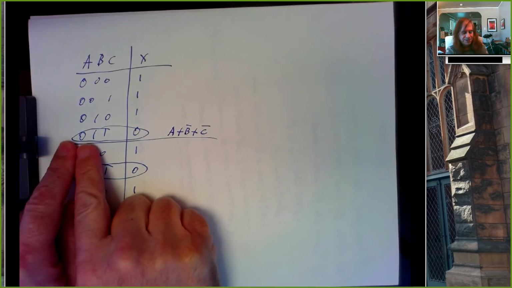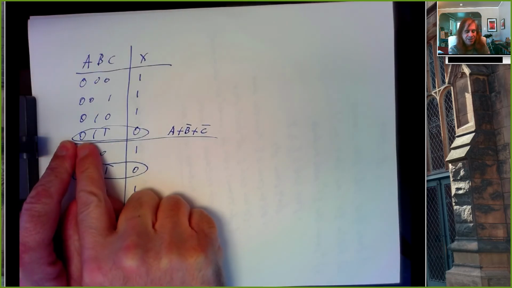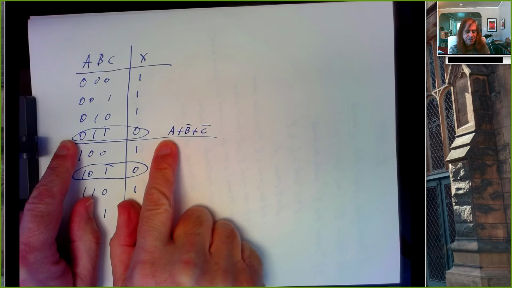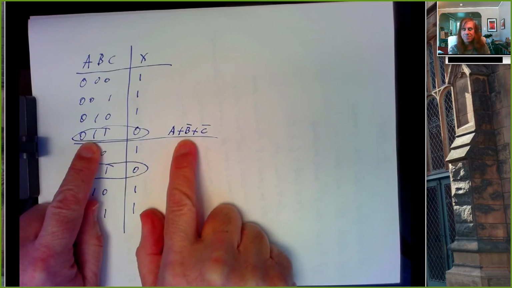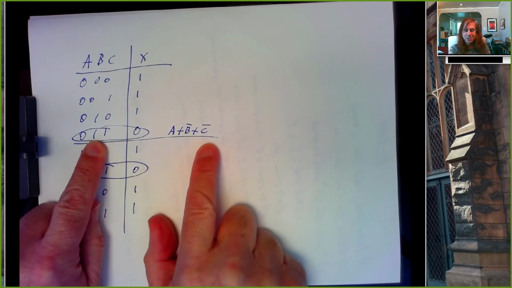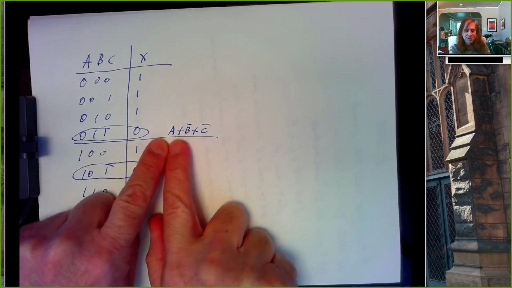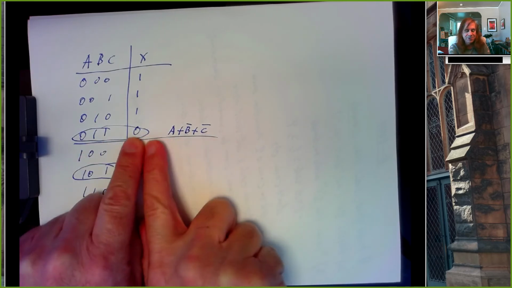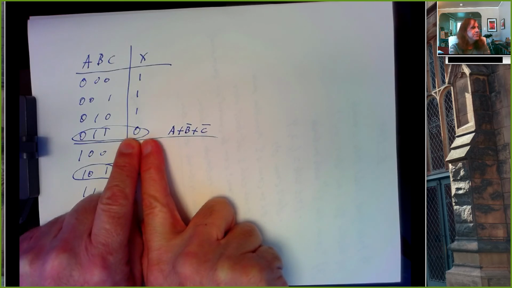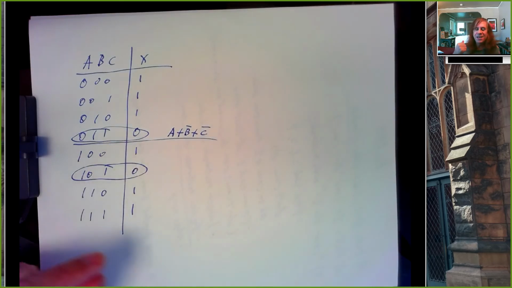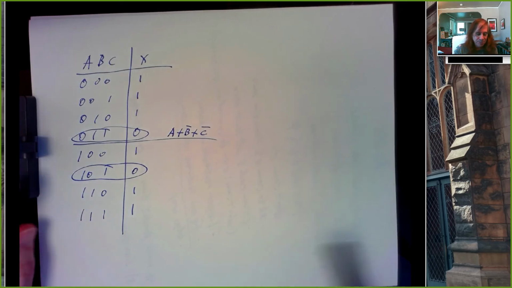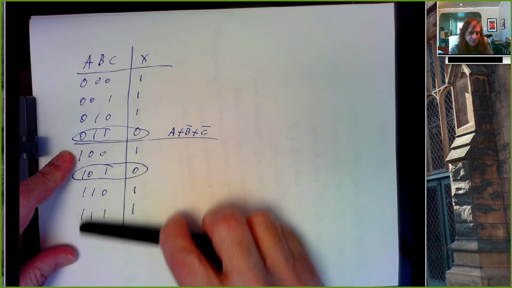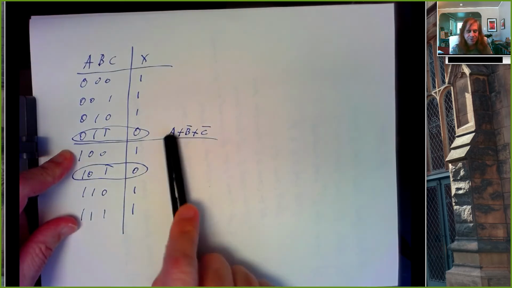Now, first of all, if I happen to be in this row, A is a 0, so this will be a 0. B is a 1, so not B is 0. C is a 1, so not C is a 0. This is 0, ORed with 0, ORed with 0. Yeah, this will be equal to 0. But what happens if I'm in any other row? Well, if I'm in any of these rows, A is going to be 1, this whole thing is going to be 1.